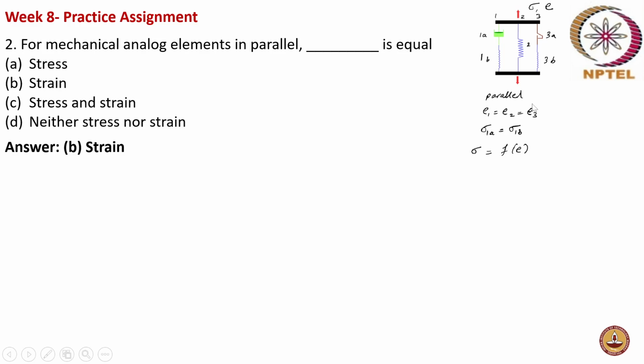Whereas when the elements are arranged in series, for example this dashpot and spring, they will have the same stress. They take up the load equally, whereas the amount of strain will be different in the dashpot and in the spring. So sigma A is equal to sigma B in a series arrangement, and in a parallel arrangement the strain is equal: E1 equals E2 equals E3.